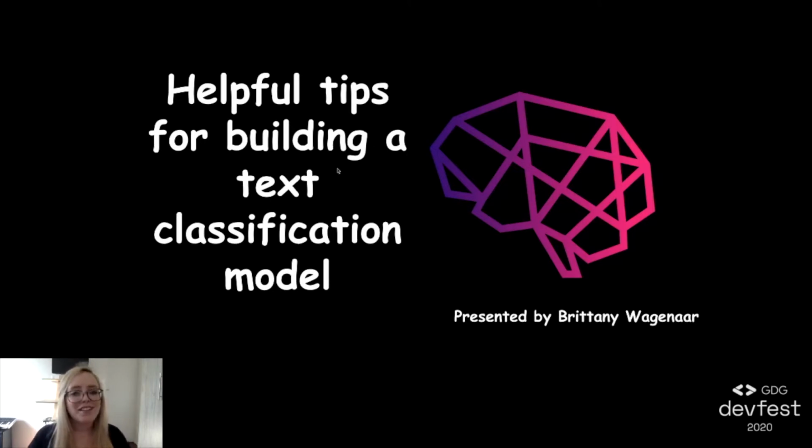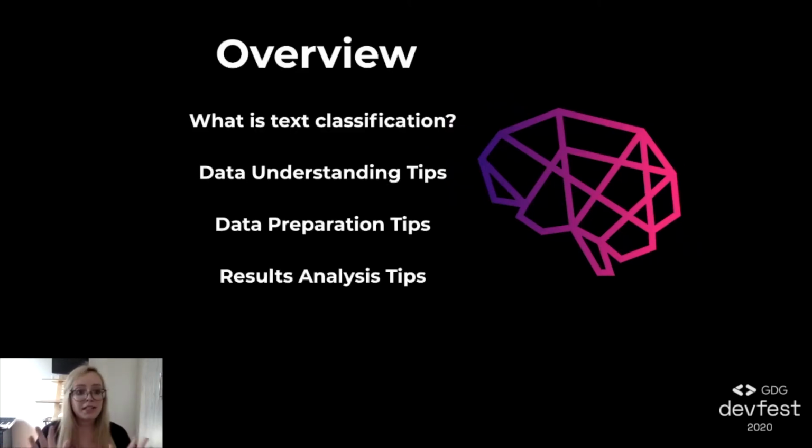Now, I've been working on this text classification tool for a while, which means that there are just naturally some things that I've picked up along the way that I think are helpful to share with other people to help them with their text analysis endeavors. So for this talk, I'd like to go over and just recap the concept of text classification. And then I have 6 tips that I'd like to share with you today, and they can fall nicely under different parts of the model building process. So we have data understanding tips, data preparation tips, and results analysis tips.